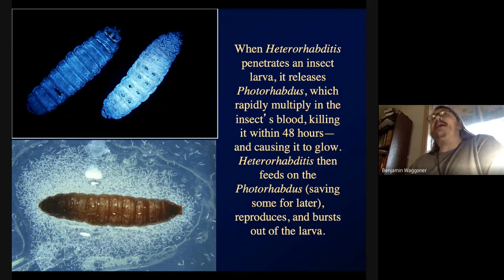And you can buy bags full of Heterorhabditis dauer larvae, spread them in your garden, and they'll parasitize and quickly kill noxious insects that you don't want in there. It's a pesticide-free means of pest control.